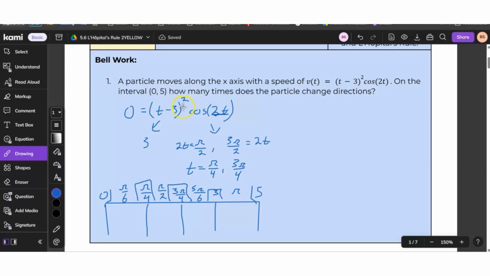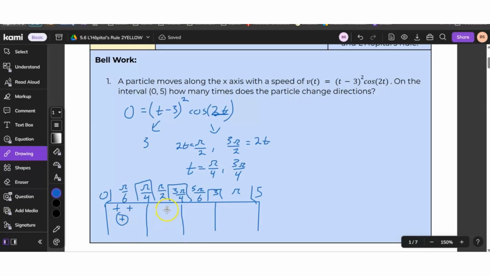Here's the fun thing about this one. Anything squared is going to be what? Perfect. So it's going to be a positive times, and all we got to do is figure out what is cosine of 2 pi over 6. Well, that's the same as cosine of pi over 3. Which quadrant am I in? Pi over 3, first, and that would mean the cosine is positive. So the whole thing's positive.